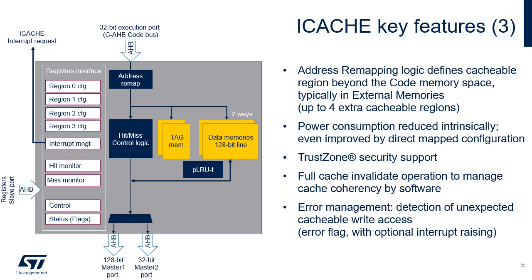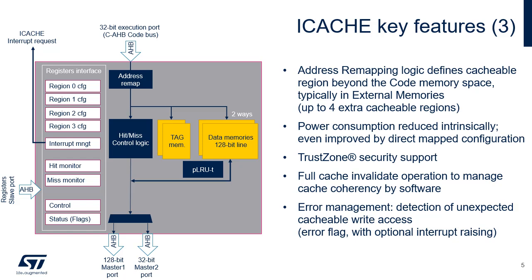Configuring the ICACHE as a direct mapped cache rather than the default two-way set associative mode also contributes to reducing the consumption because only one cut of tag and data memory is accessed instead of two. However, the direct mapped organization may affect the performance when the distance between two programs needed at the same time is an integer multiple of the cache size.